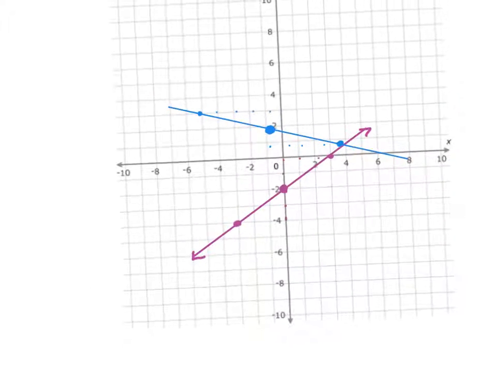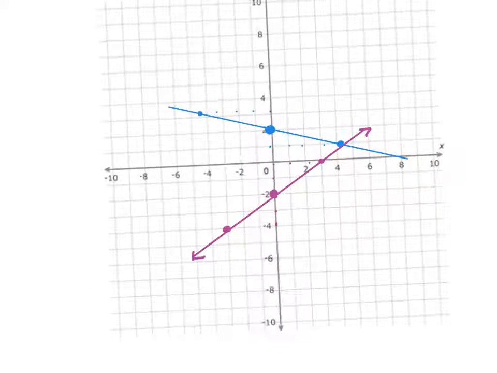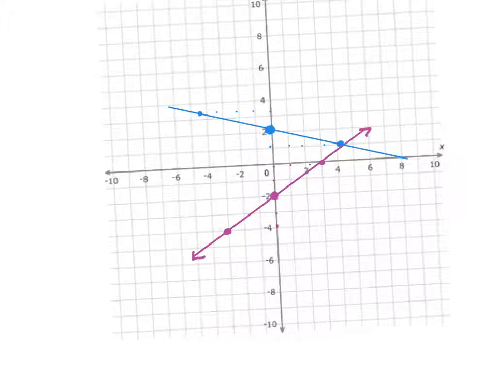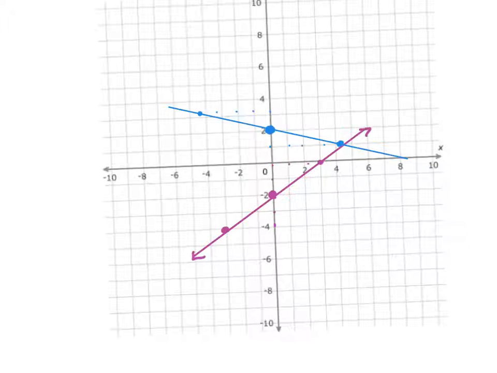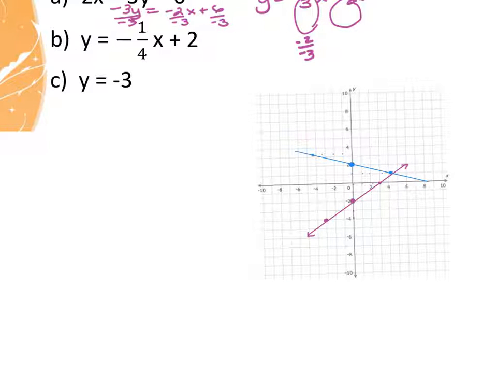I went down 1 and to the right 4, or up 1 and to the left 4. Okay, and then the last one is y equals negative 3.